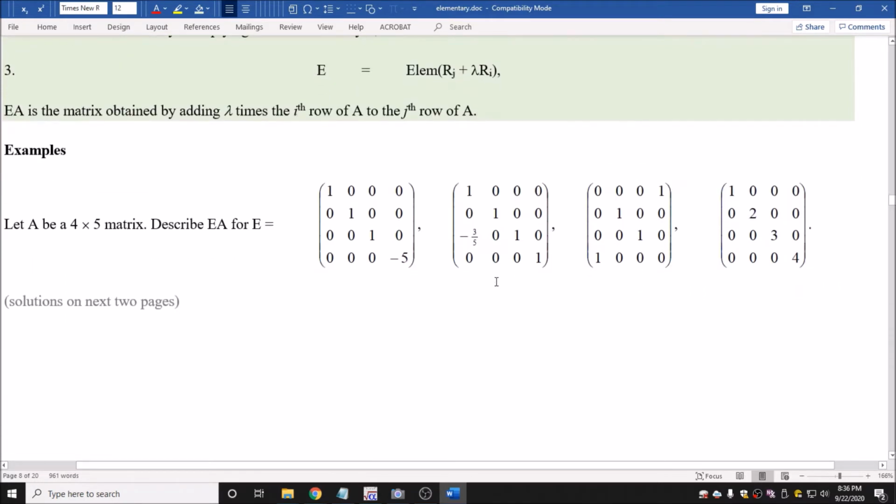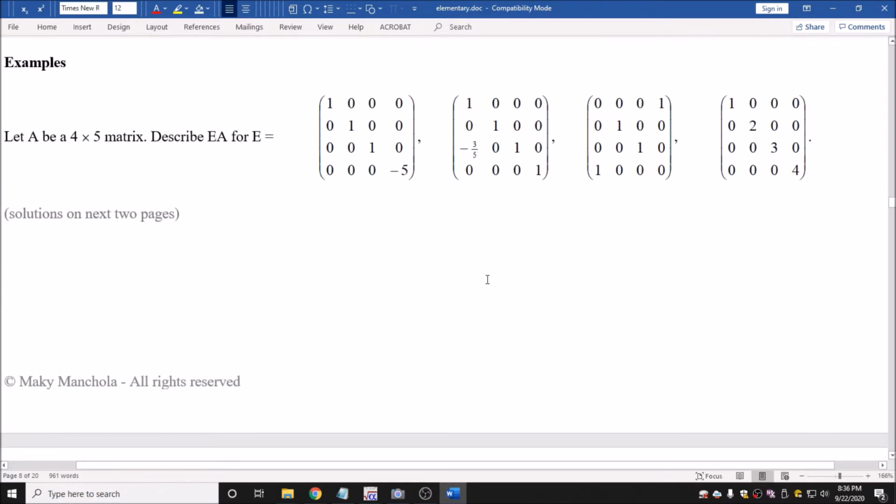For example, let's begin. Let A be a 4 by 5 matrix. Describe EA for E equal to the 4 by 4 elementary matrix where the fourth row of I is multiplied by -5.